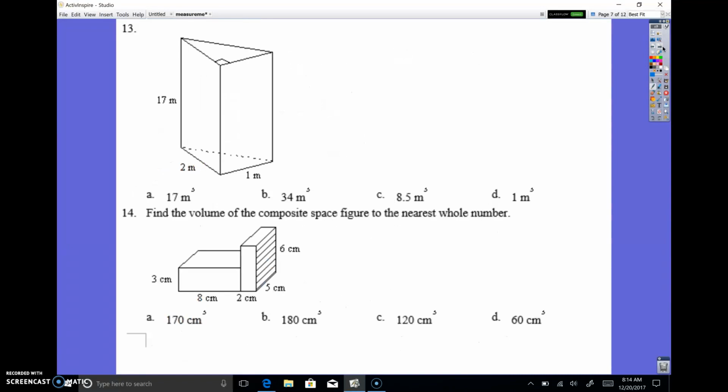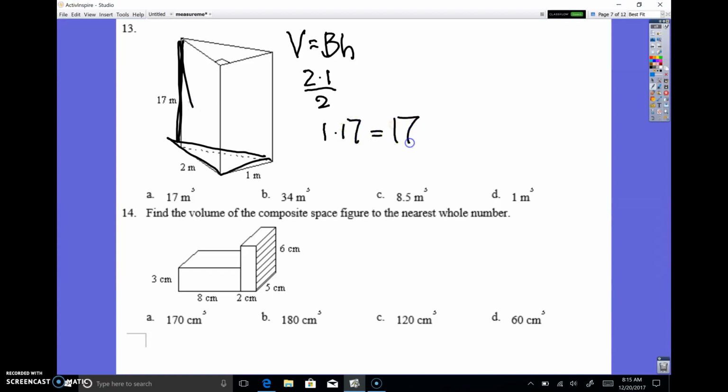Okay, volume of a prism. Volume is equal to base times height. This time the base is a triangle, which is base times height divided by 2. Base of the triangle times the height of the triangle divided by 2. That's equal to 1. 1 times the height of the prism, which is 17.